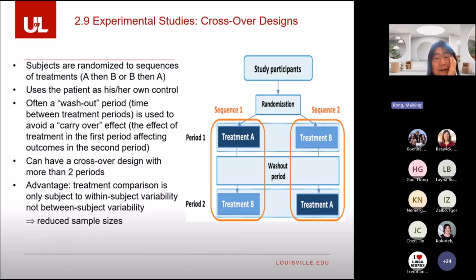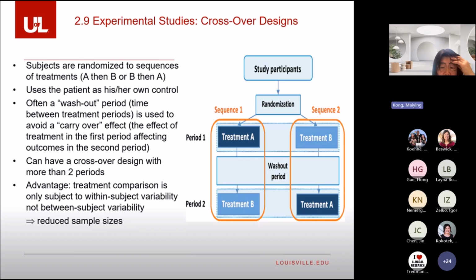The third experimental design is a crossover design. Subjects are randomly assigned a sequence, sequence 1 or 2 here. Sequence 1 first receives treatment A, then has a washout period, then receives treatment B. Sequence 2 receives treatment B, a washout period, and then treatment A. This uses the patient as her own control. Often a washout period, the time between treatment periods, is used to avoid a carryover effect.